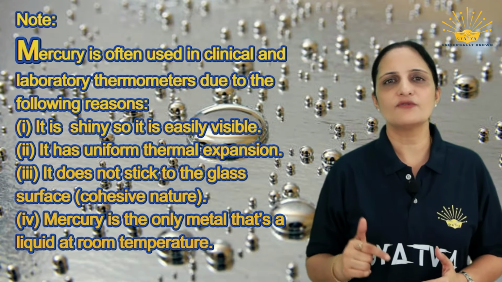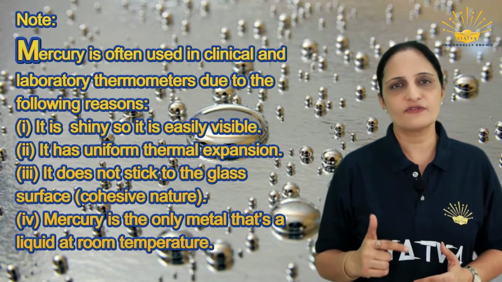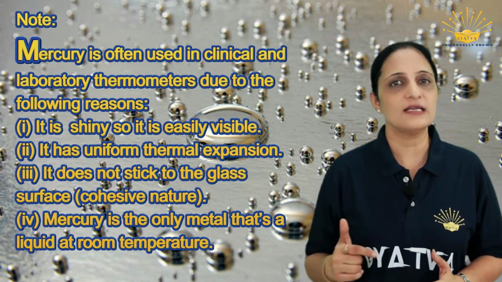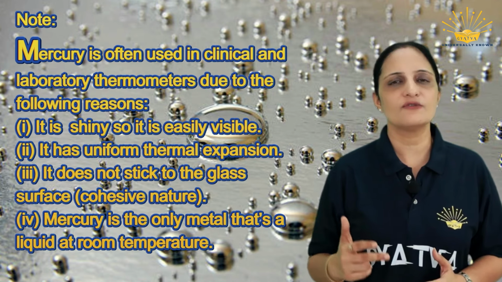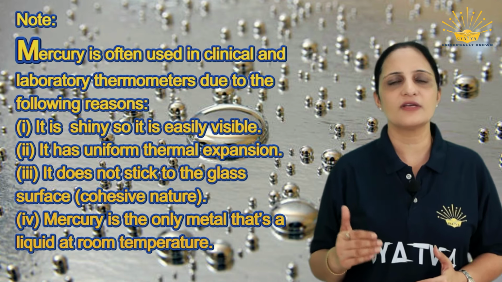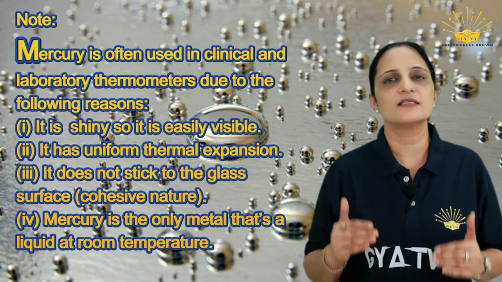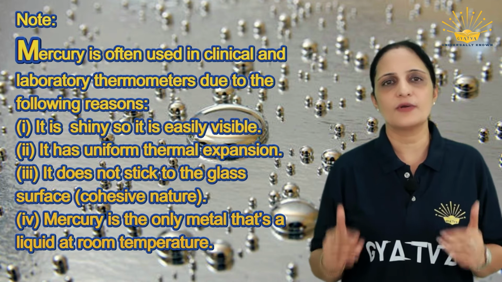Note, mercury is often used in clinical and laboratory thermometers due to the following reasons. First, it is shiny, so it is easily visible. Second, it has uniform thermal expansion. Third, it doesn't stick to the glass surface because it is cohesive in nature. Fourth, it is the only metal that is liquid at room temperature.